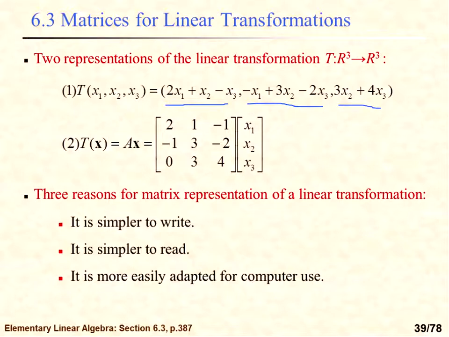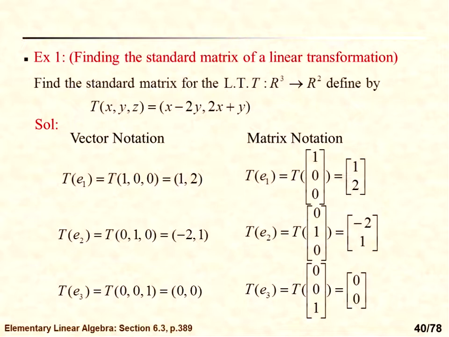So there are 3 parts given. This is the ith part, this is the jth part, and this is the kth part. I, j, k are given, and we put it into matrix form. So, the matrix for a linear transformation. The reasons for matrix representation of a linear transformation are that it is much simpler to write, simpler to read, easy, and more adapted for computer use. So that is why we use it.